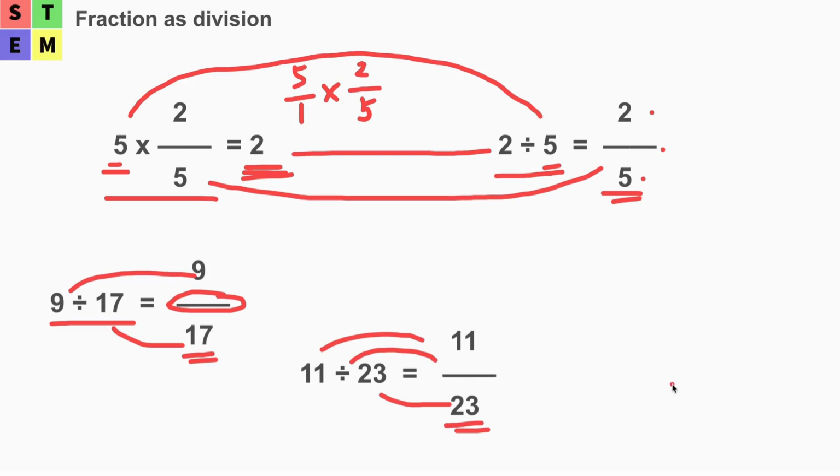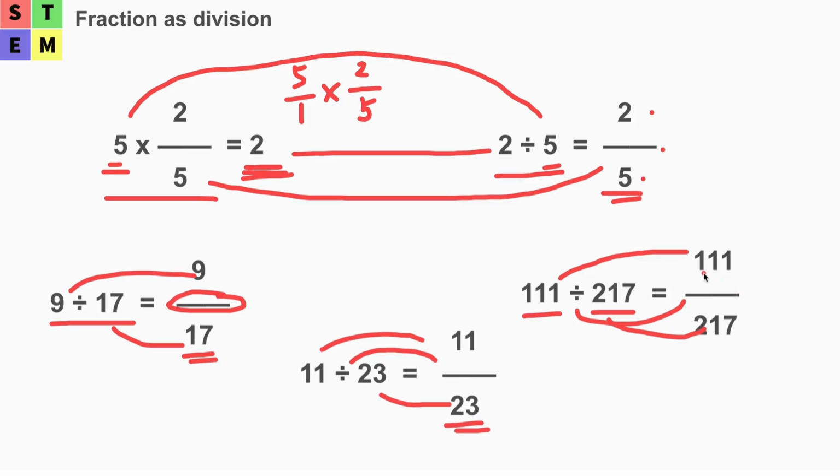So our final example here is 111 divided by 217, 3-digit numbers, but exactly the same, right? So 111 goes there, 217 goes there, and we got division there, okay? So that equals 111 over 217.